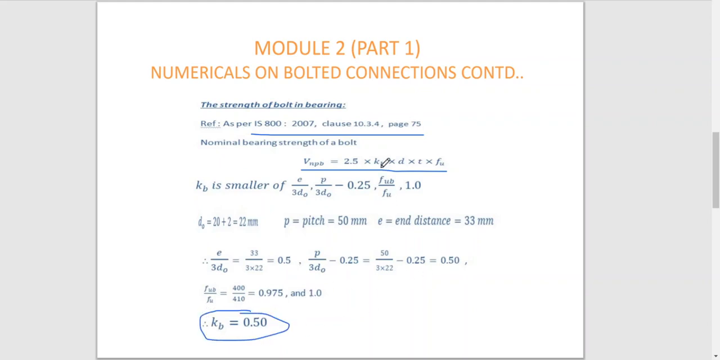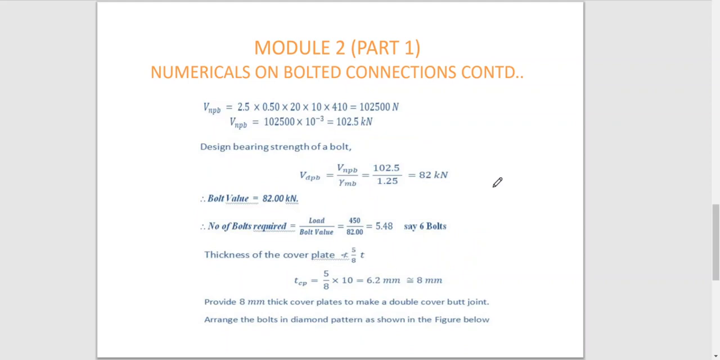Substituting all these values, VNPB is equal to 2.5 into 0.5 into 20 into 10 into 410. So you get 102,500 Newton. Converting it to kilonewton, you get 102.5 kN. Again, make that the design bearing strength by dividing by the factor of safety. We will get 82 kN.